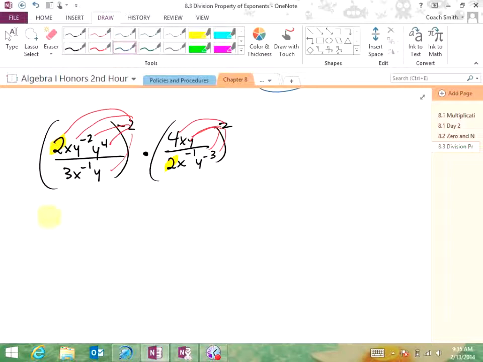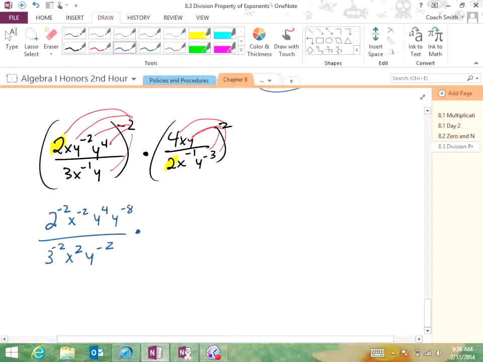So that gives me 2 to the negative 2 power, x to the negative 2 power, y to the 4 power, y to the negative 8 power, over 3 to the negative 2 power, x to the 2 power, y to the negative 2nd power, times 4 to the 2nd power, x to the 2nd power, y to the 2nd power, over 2 to the 2nd power, x to the negative 2 power, y to the negative 6 power, excuse me.